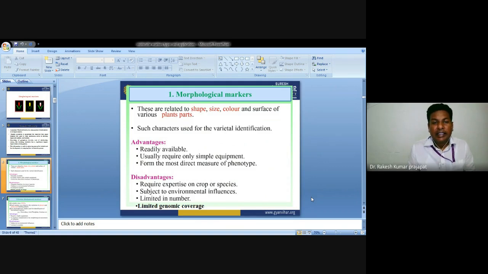Advantages: morphological markers are readily available, usually require only simple equipment, not much complex equipment, and form the most direct measure of phenotype. Disadvantages: they require expertise on the crop or species, are subject to environmental influence, are limited in number, and have limited genomic coverage.